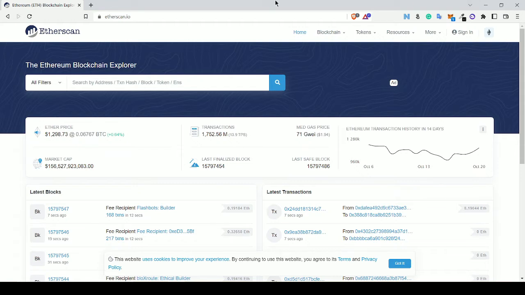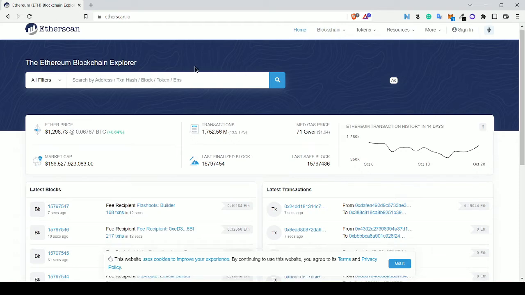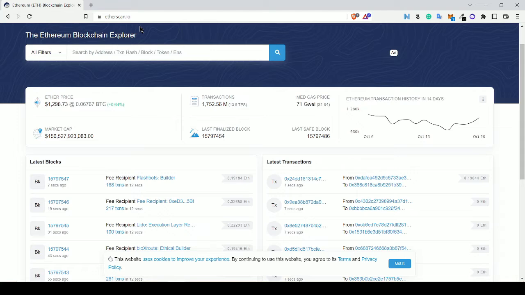Okay, so this is a beautiful website, etherscan.io. You can learn a lot about Ethereum on this particular website, about its transactions, about the mining rate. Each and everything is given on this website in great detail. So just come to this website, etherscan.io.